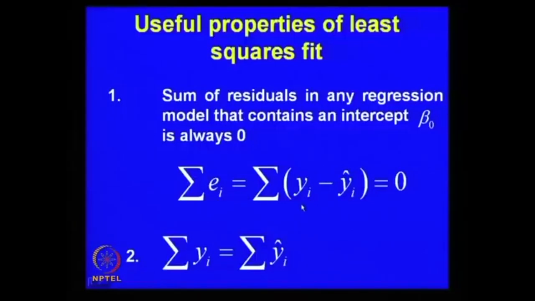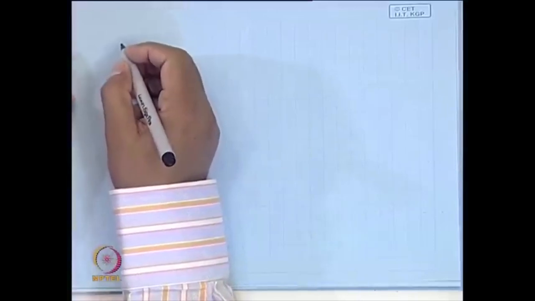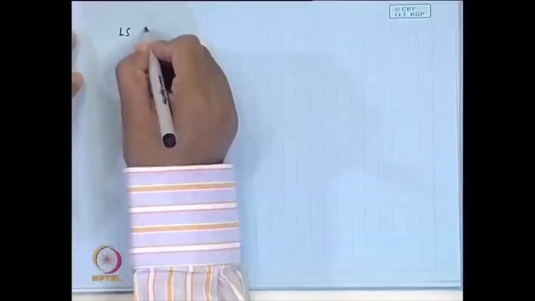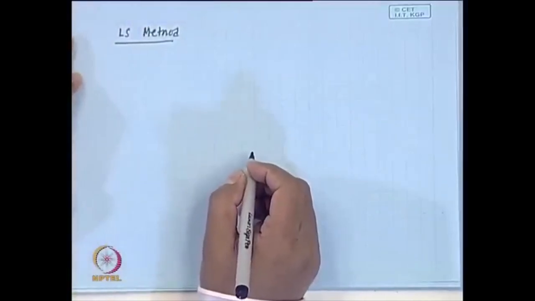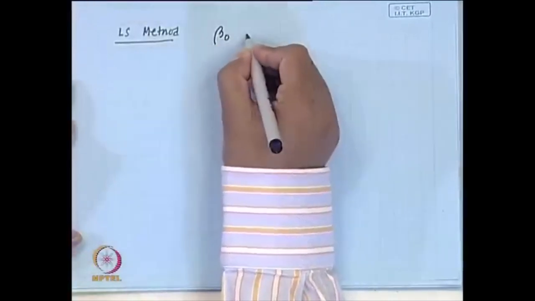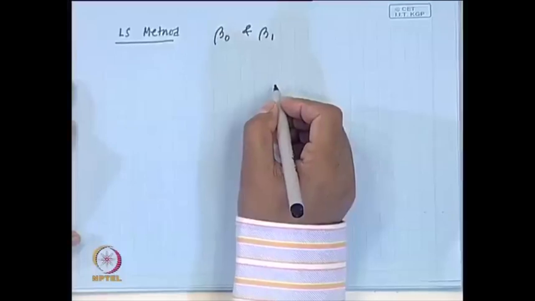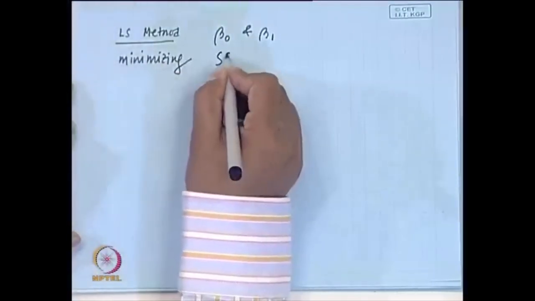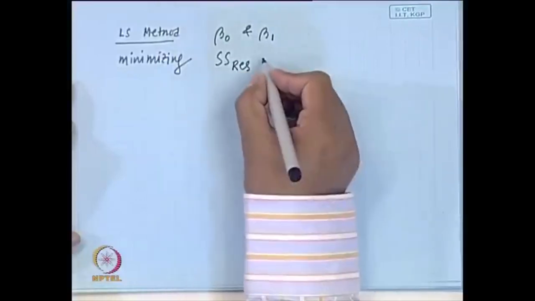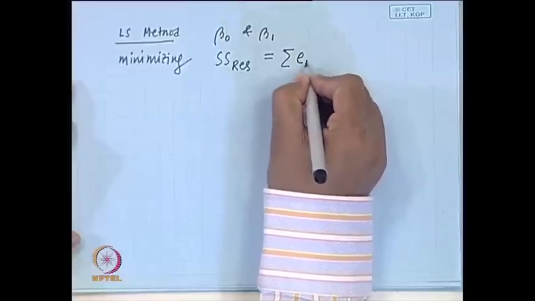Let me prove the first property, which says that the sum of residuals in any regression model that contains an intercept beta naught is always equal to 0. What we have to do is recall the least square method. The least square method determines the parameters beta naught and beta 1 by minimizing SS residual, that is the residual sum of squares, which is equal to the summation of e_i squared.